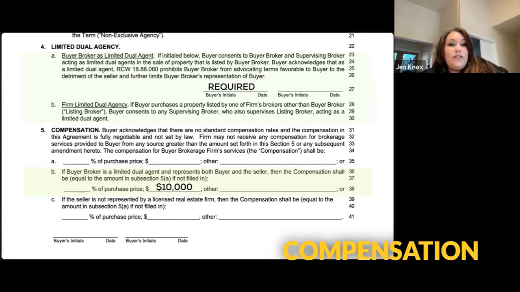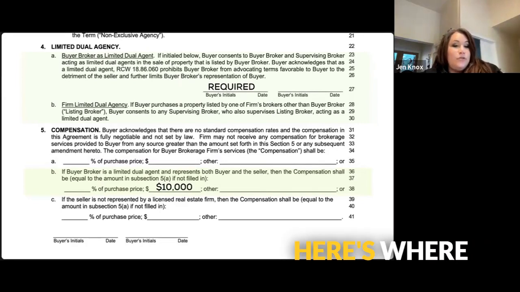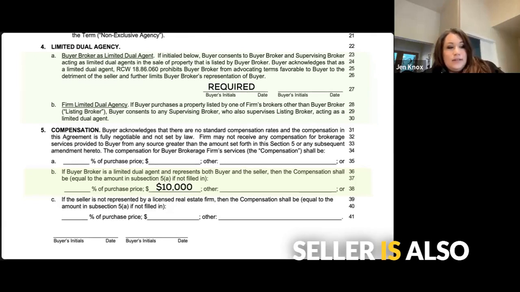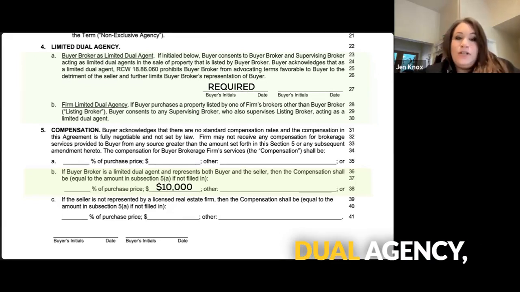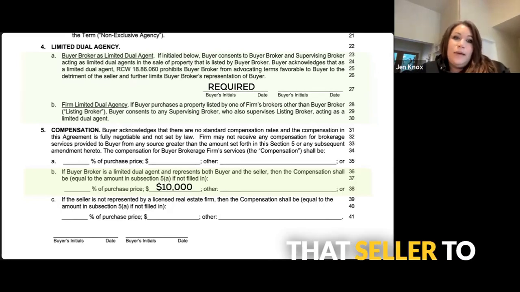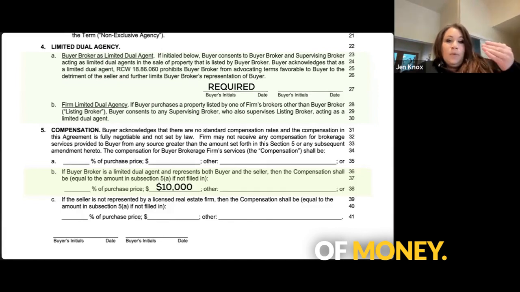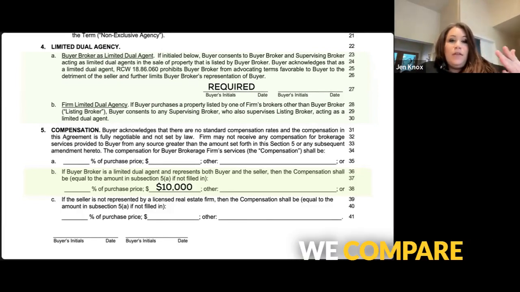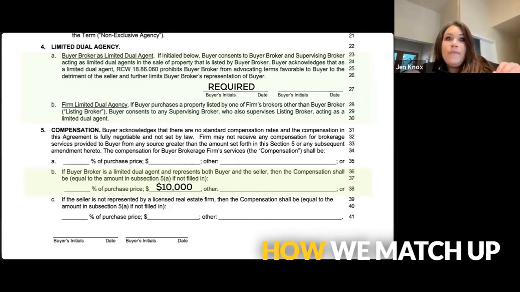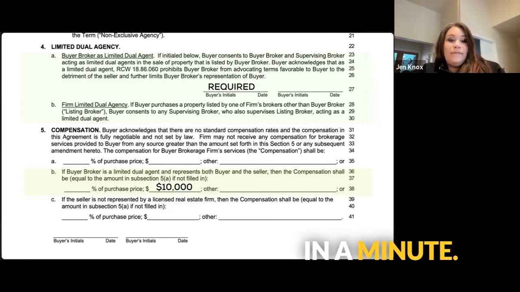Now, when it comes to the compensation for dual agency, here's where you can put your number. I just did an example of $10,000, put it right in that place. This just means in the event the seller is also consenting to dual agency, you can ask for that seller to pay this amount of money. We're going to talk about how we compare that seller contract versus that buyer contract and how we match up those numbers in a minute.